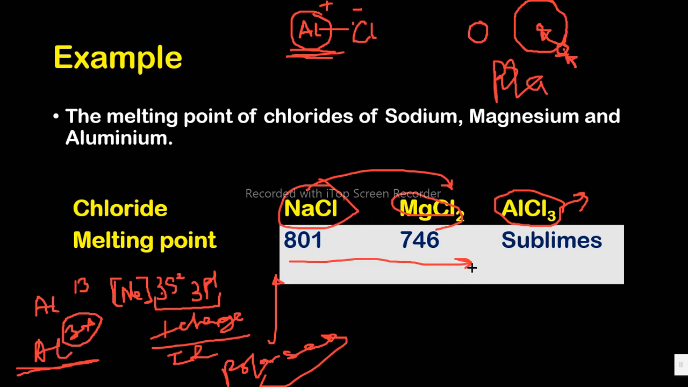Why the decrease? Because the magnesium ion has relatively higher polarizing power than the sodium ion. So the magnesium chloride bond will be somewhat polarized, while in sodium chloride it will be purely ionic. I hope it is now okay.